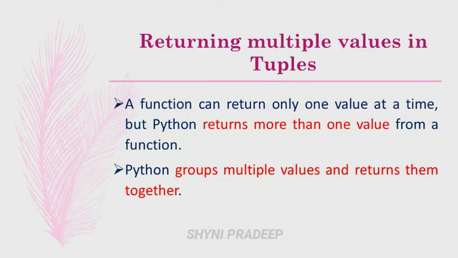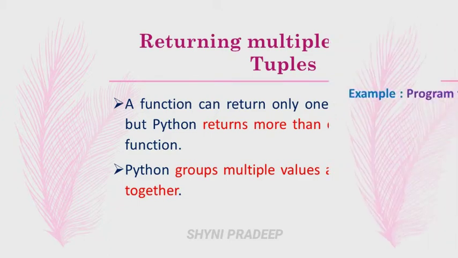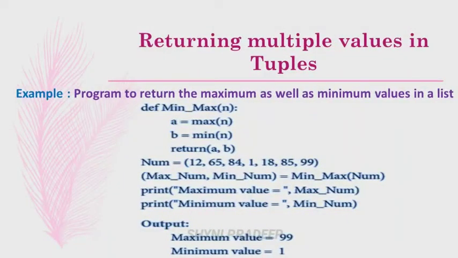Next see returning multiple values in tuples. Basically a function can return only one value at a time, but Python returns more than one value from a function. Python groups multiple values and returns them together. See this example, a program to return the maximum as well as minimum values in a list.